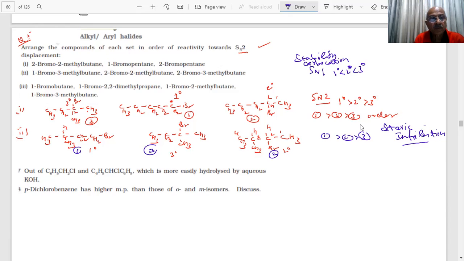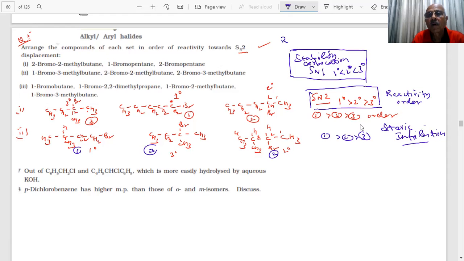And 1-bromo-3-methylbutane. The point to be noted: reactivity order for SN1 and SN2 is a very favorite question and will be asked in the paper, students.